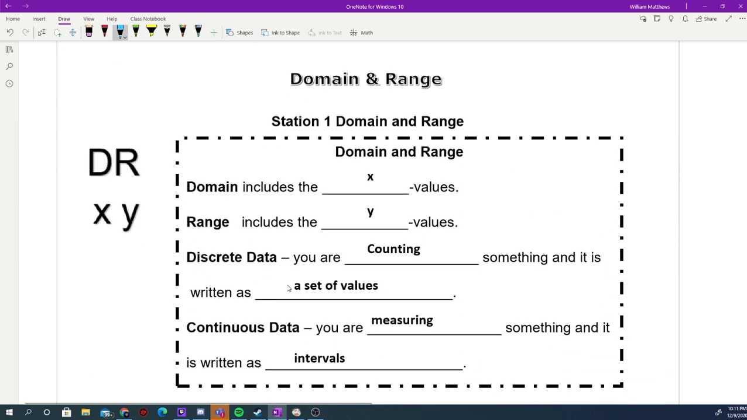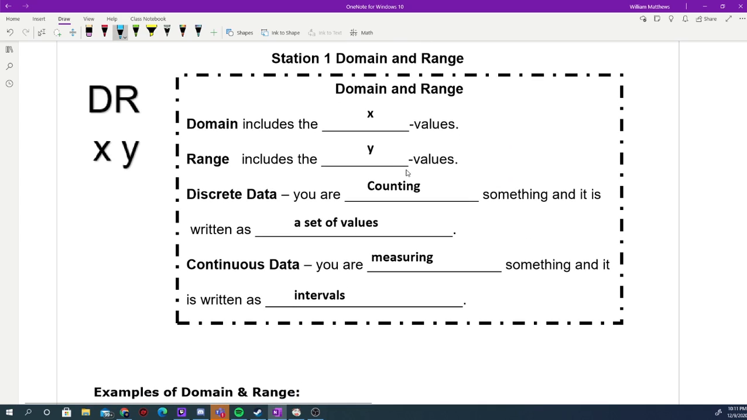Moving on to the next piece of information, we will focus on domain and range. Our first area is simply giving us definitions of what they are. Domain includes the x values, range includes the y values, and then there are the two different types of data that we can deal with.